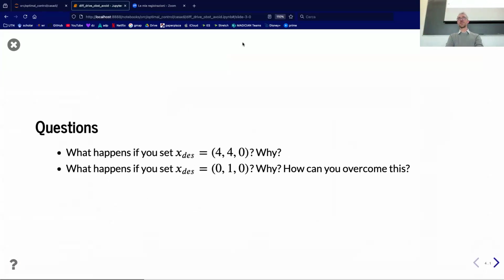Okay, so how do we overcome this issue? Any idea? I don't want to change the desired target, because that's the target I want to reach. How do we help the solver find a better solution? Maybe we can force it to go forward a bit initially. Yeah, I think that's kind of the idea. We need to give it an initial guess that allows it to exit this locally optimal solution.